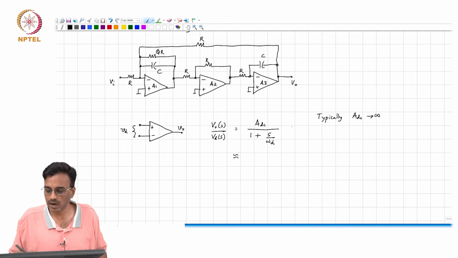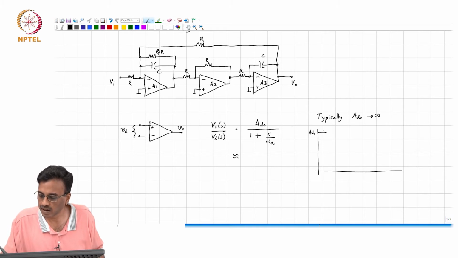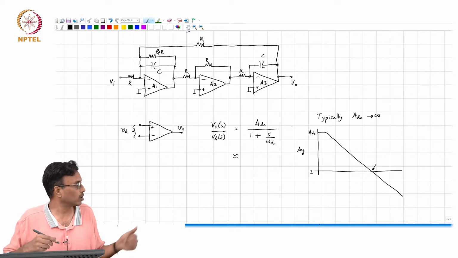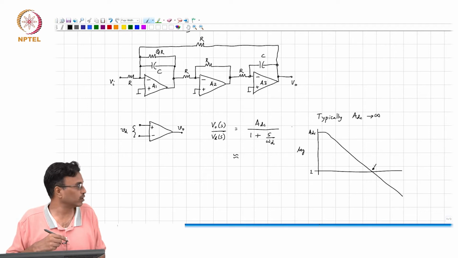is very, very large. In other words, this ADC is extremely large, and this is a log scale, and this is 1. This is the Bode magnitude plot of the gain of the op amp. At what frequency does the magnitude of the gain go to 1?